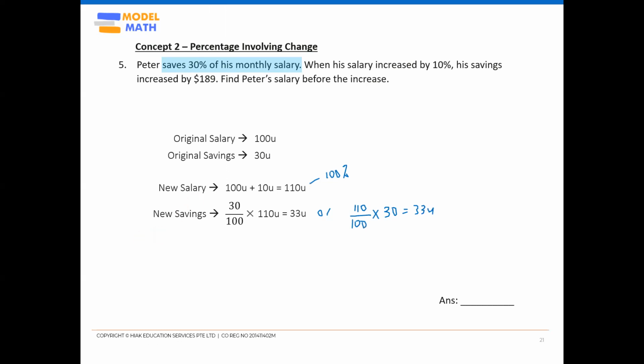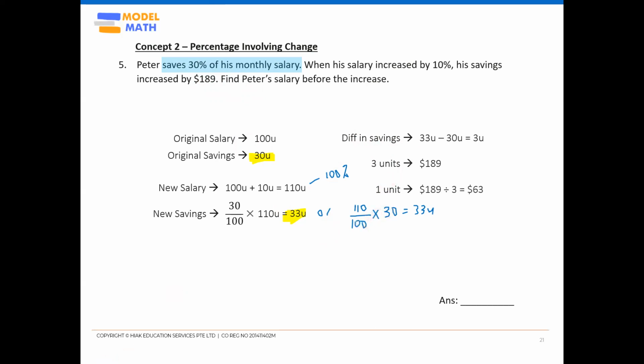Now you notice that there is a change in the savings. As we can see here, the original savings was 30 units. The new savings is now 33 units, which is true because if you read on, his savings increased by $189. So the difference between the savings is equivalent to the $189 increase in savings. We're going to work that out. The difference in savings is an increase of 3 units, and this 3 units I can safely say equals $189. Of course, I will find out the value of 1 unit. So for 1 unit, just do the division.